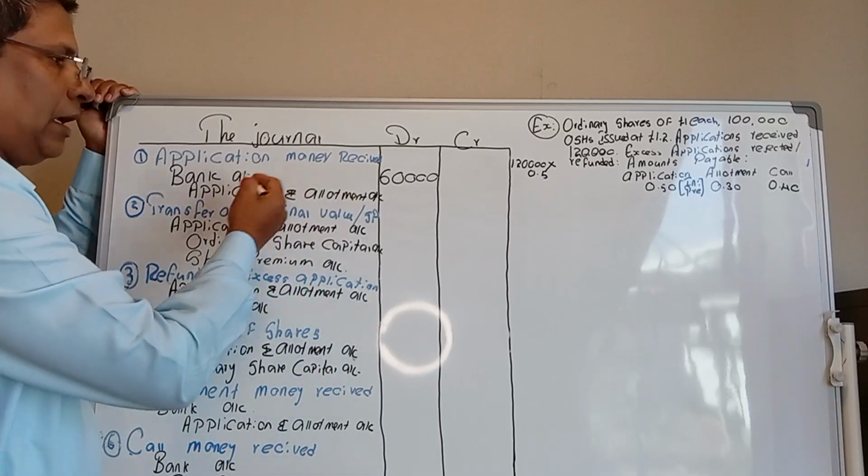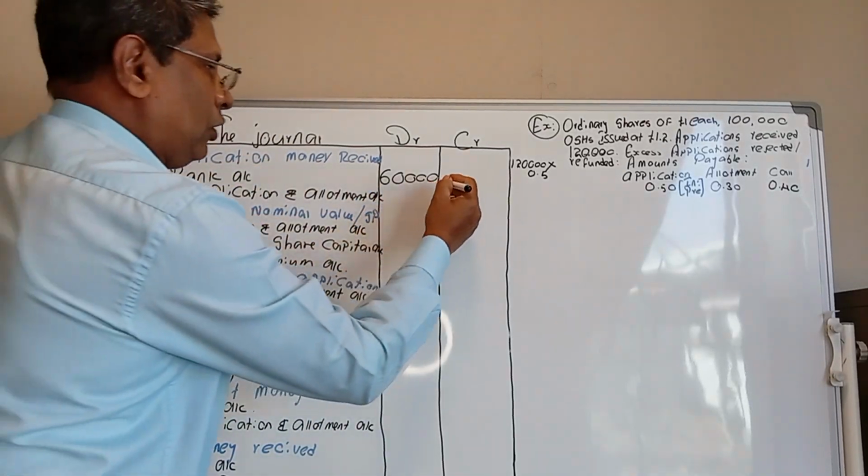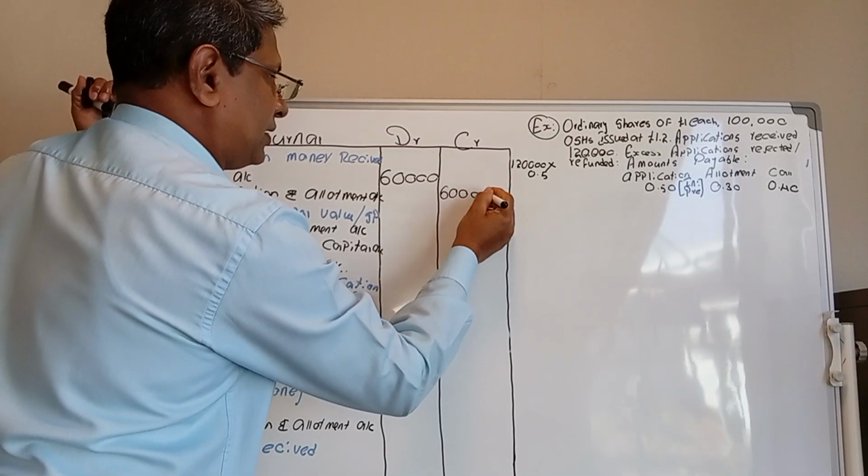So we are going to open up an application and allotment account. We will credit the application and allotment account by 60,000.